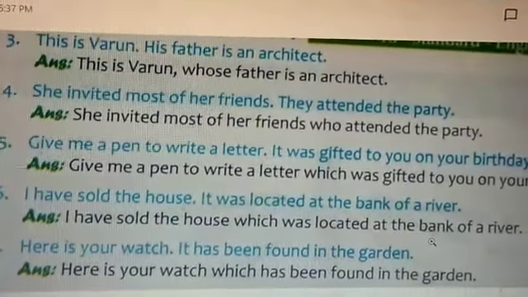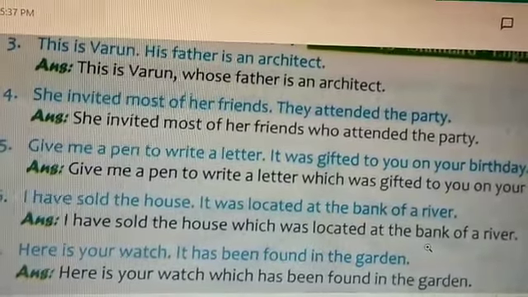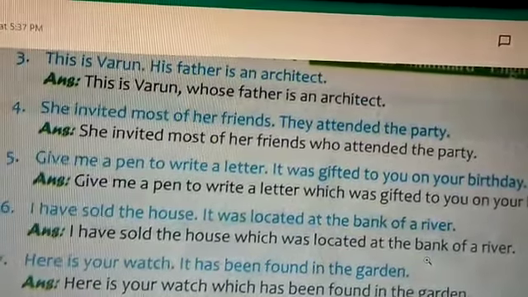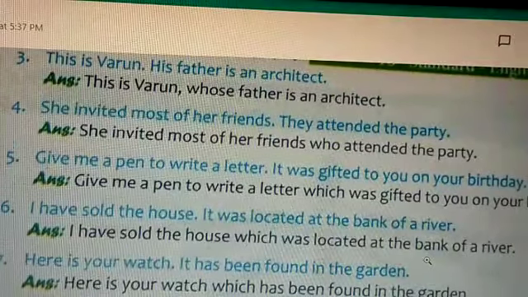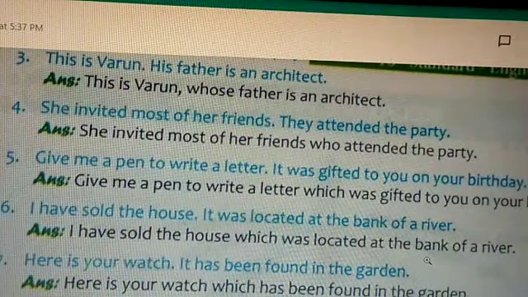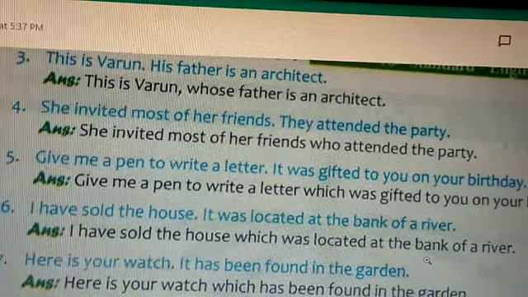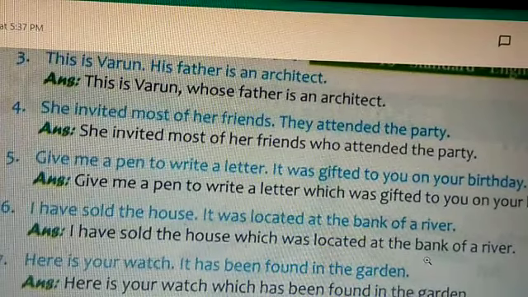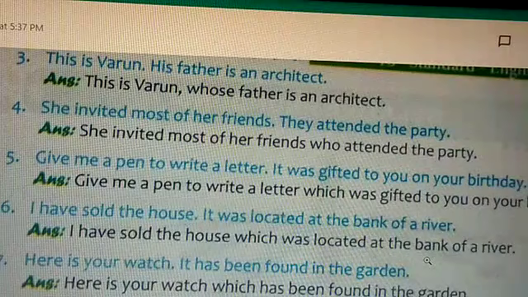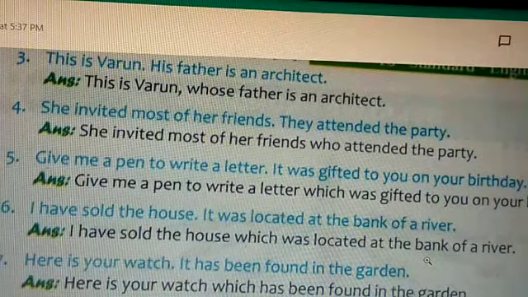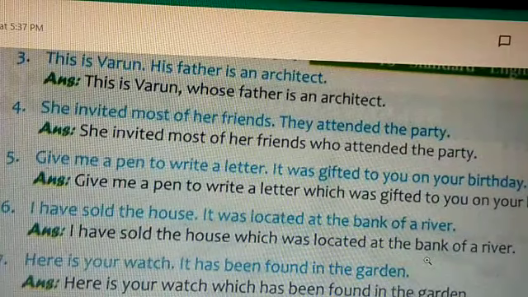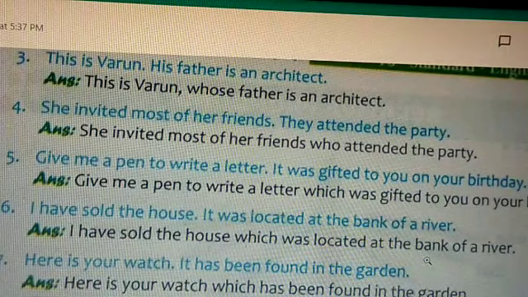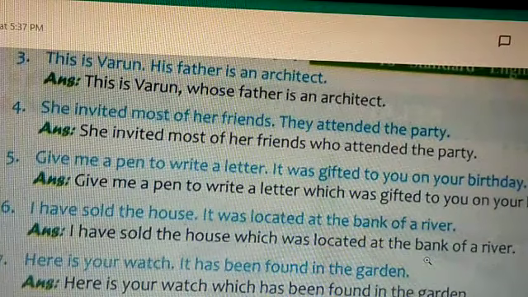Fourth one, she invited most of her friends. They attended the party. Answer is, she invited most of her friends who attended the party. Fifth one, give me a pen to write a letter. It was gifted to you on your birthday. So the answer is, give me a pen to write a letter which was gifted to you on your birthday. So here which refers to the pen.